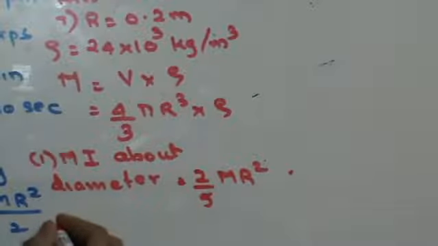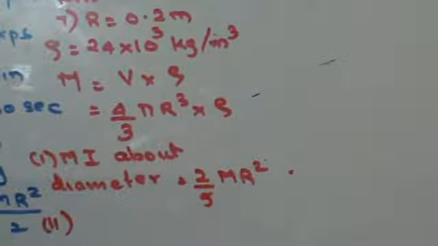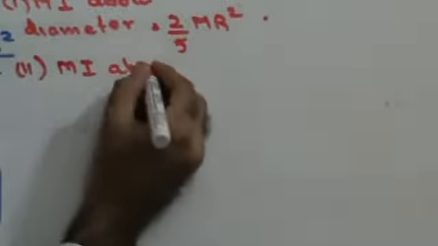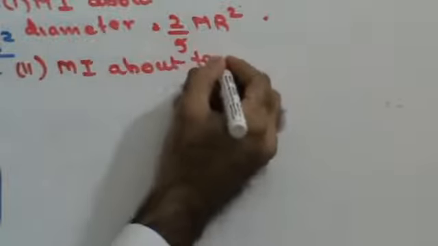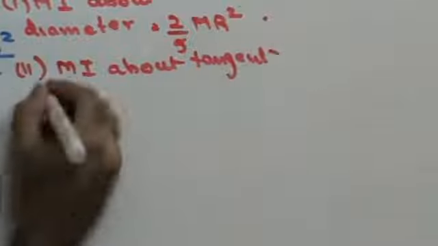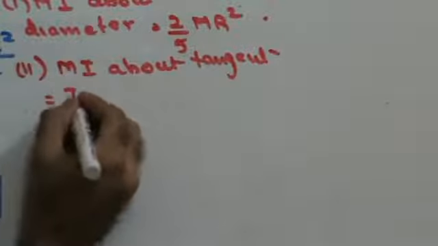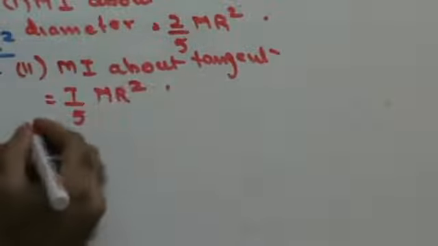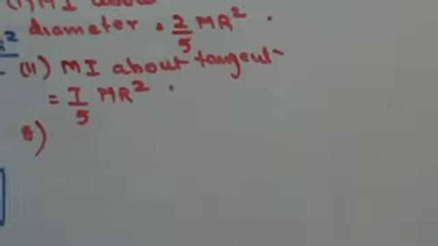That will be the moment of inertia about the diameter. Then similarly I can also find out moment of inertia about the tangent. Moment of inertia about the tangent is given by the formula 7 upon 5 mr square. So you should be able to get this answer. Next, read on next one please.